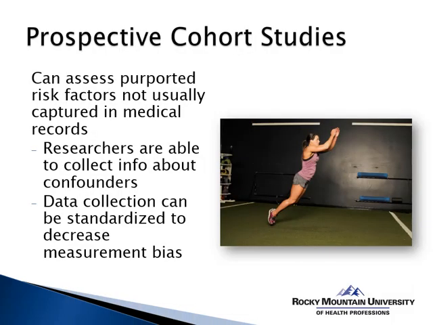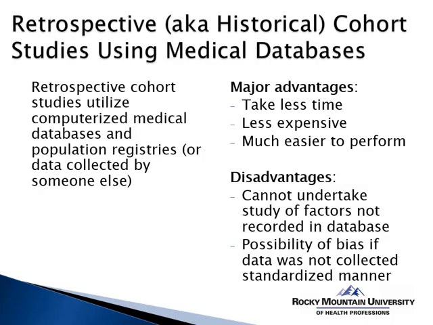Now, prospective cohort studies can assess purported risk factors not usually captured in medical records. Researchers are able to collect info about confounders, and data collection can be standardized to decrease measurement bias. Retrospective cohort studies, again, like I mentioned before, you utilize information that was already collected by somebody else. And so as a result, these studies take less time, they're less expensive, they're much easier to perform, but they cannot undertake a study of factors not recorded in that database. And there's a possibility of bias if the data was not collected in a standardized manner.